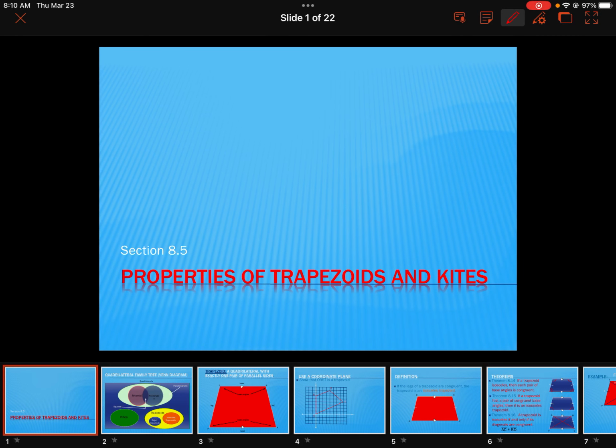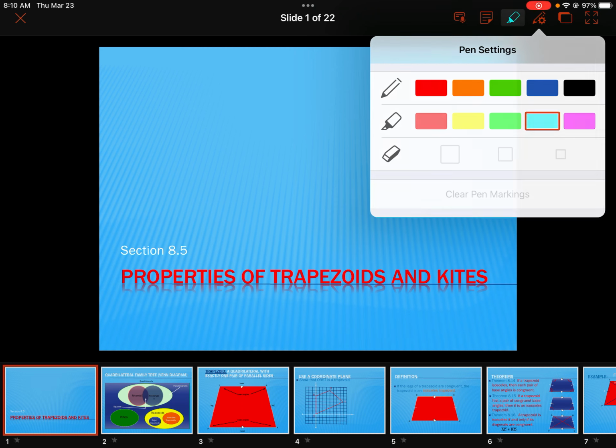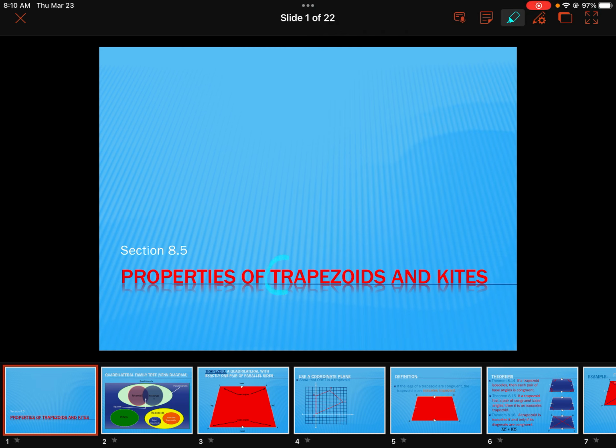This is section 8.5. We're going to look at properties of trapezoids and kites. In this video, we're just going to focus on the trapezoids. Kites will be a different video.